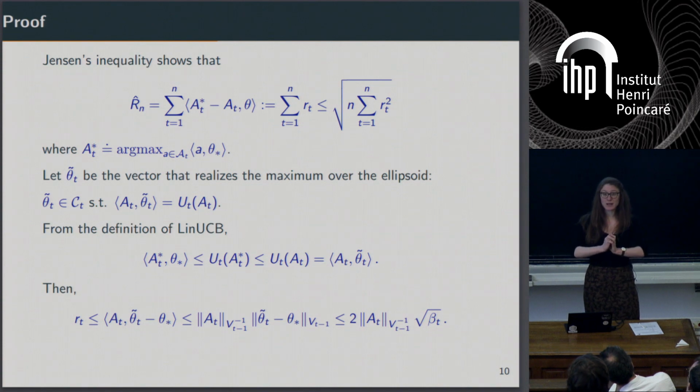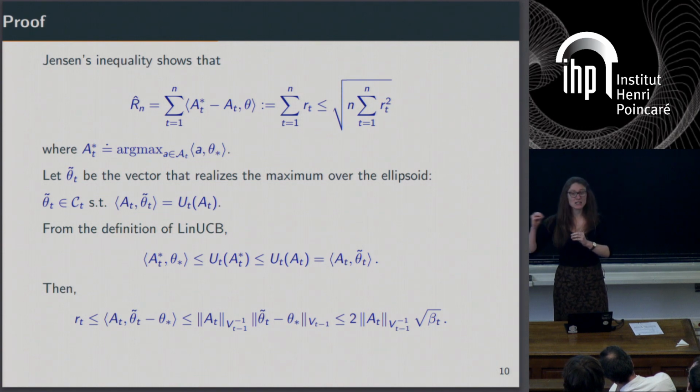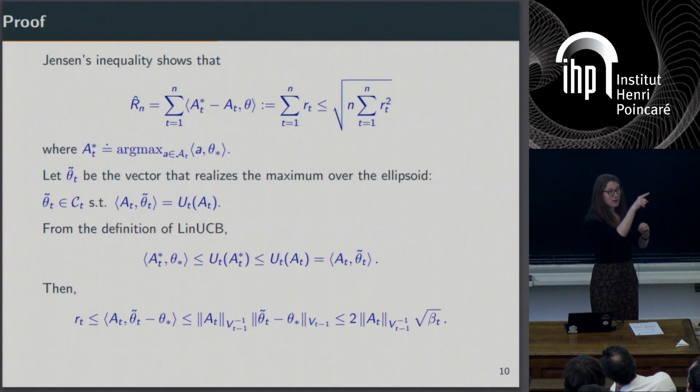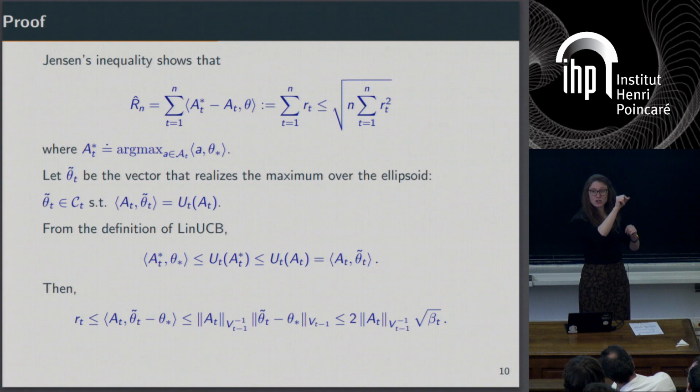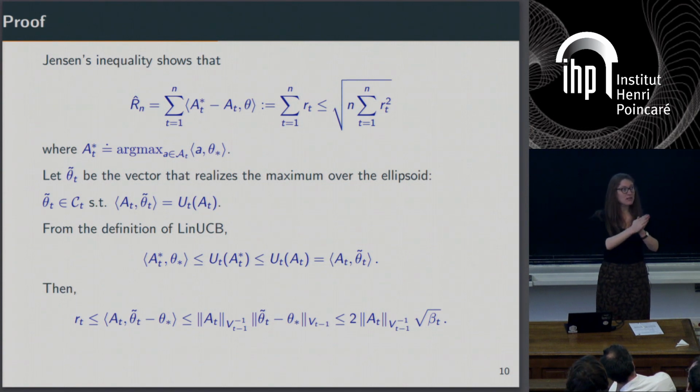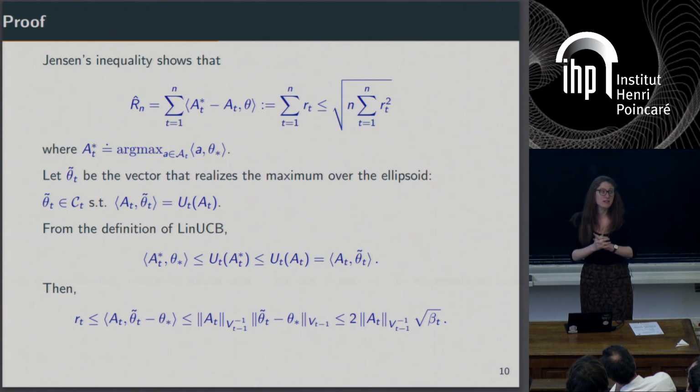Then the second step is to say, okay, but I chose A_t, so it means that the UCB of A_t was larger than the UCB of A star. So I have the second step of the inequality. And then this U_t of A_t is just the scalar product with the theta tilde that realizes the maximum. I plug this new expression of A star scalar theta star into my expression of the regret, and I get a bound on the regret that I can bound by Cauchy-Schwarz, but not any Cauchy-Schwarz, a Cauchy-Schwarz with the V_t norm. So I get the Cauchy-Schwarz inequality that gives me the V_t^{-1} norm of A_t times the V_t norm of theta tilde minus theta star.